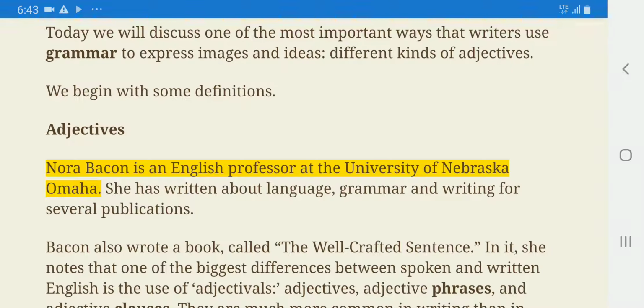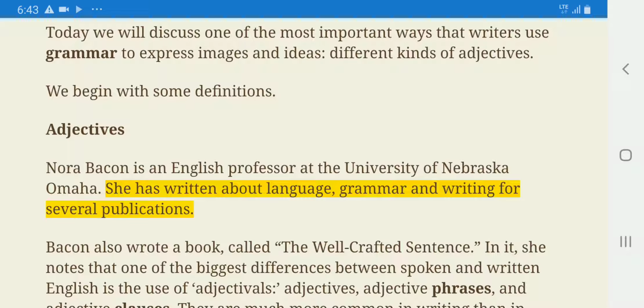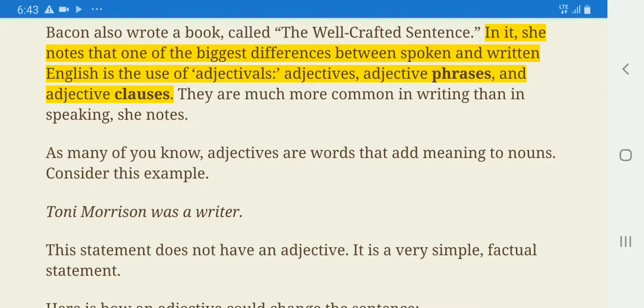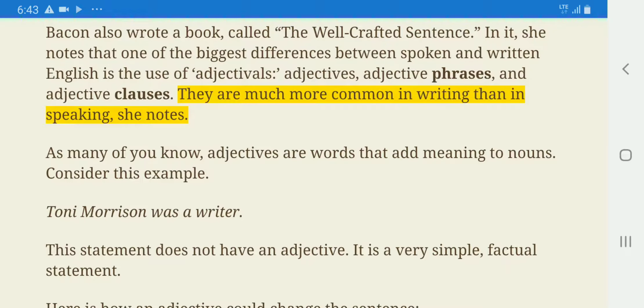Nora Bacon is an English professor at the University of Nebraska, Omaha. She has written about language, grammar, and writing for several publications. Bacon also wrote a book called The Well-Crafted Sentence. In it, she notes that one of the biggest differences between spoken and written English is the use of adjectivals, adjectives, adjective phrases, and adjective clauses. They are much more common in writing than in speaking, she notes.